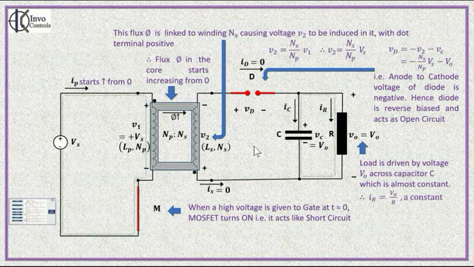Hence, the load current, as you can see on your screen again, is IR equal to VO upon R. VO is a constant voltage, R also is a constant, hence the current through the resistance is also constant. However, it's very important to note that the power drawn by the load here is from the capacitor and not from the source.